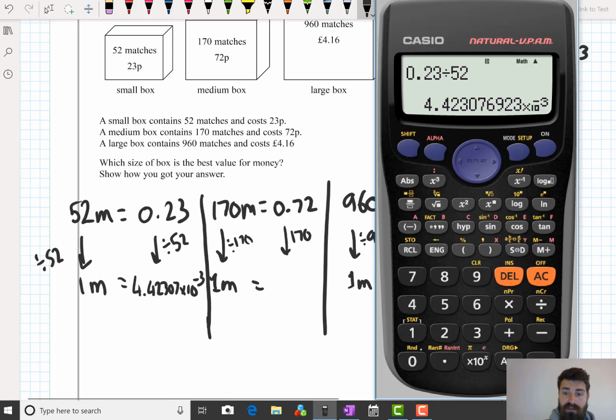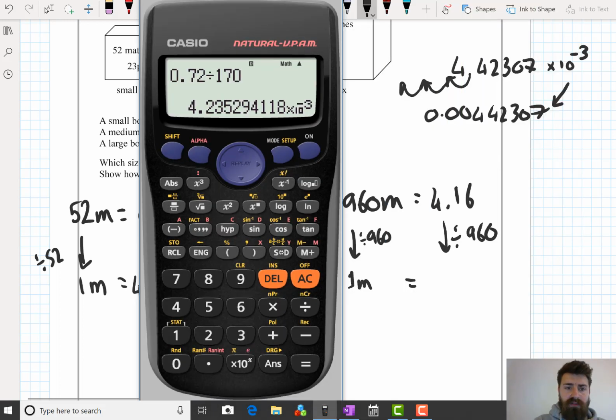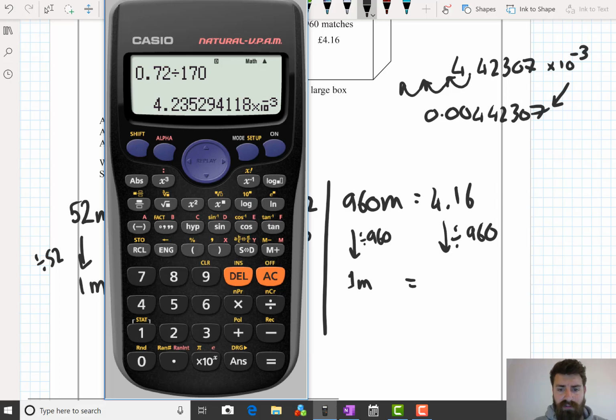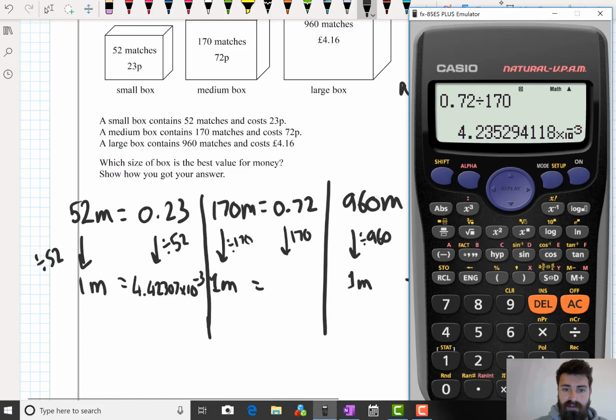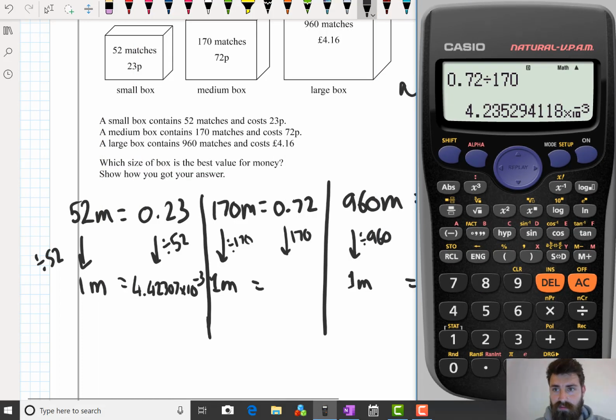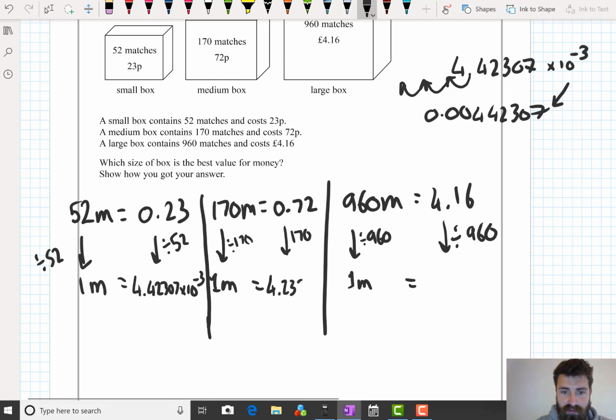0.72 divided by 170. Sorry, I'm trying to be fast, got things to do. 4.235. And that one on the left, we said, I'll put that to 5 decimal places, do the same here. 4.23529. Move out of the way, that was a bad idea. I can't concentrate. 4.23529 times 10 to the minus 3.